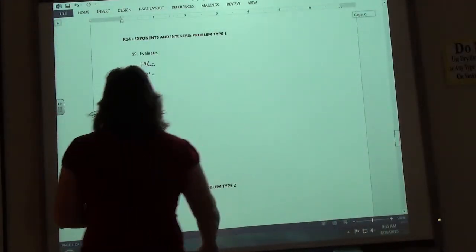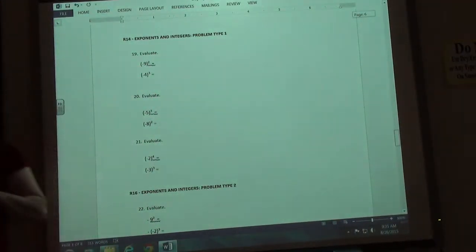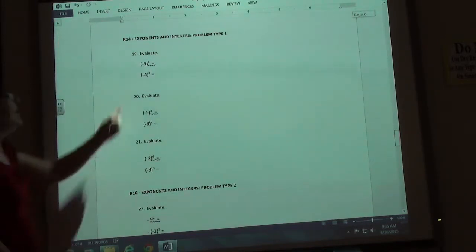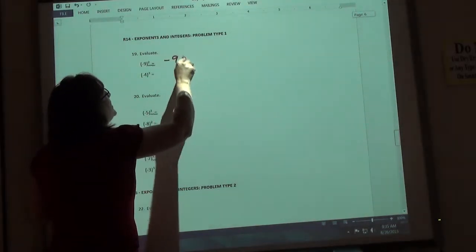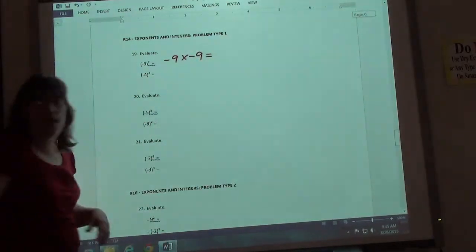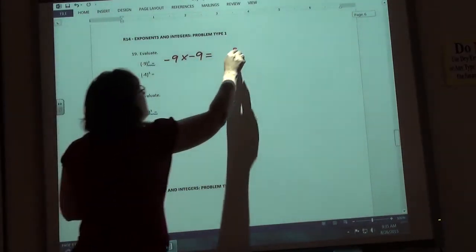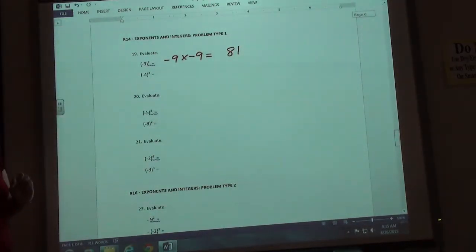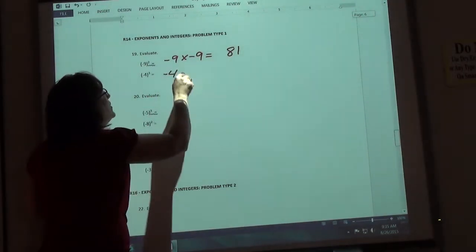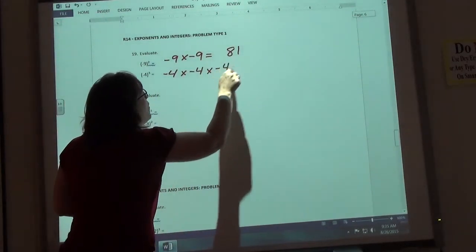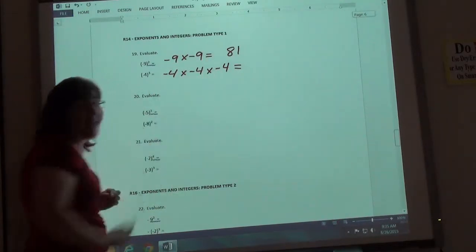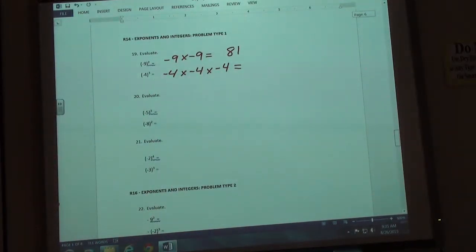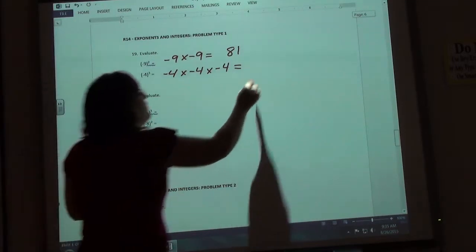Exponents tell us how many times we're going to multiply our number times itself. These first ones are all going to be in parentheses. So if I have negative 9 squared, it means negative 9 times a second negative 9, and we know that a negative times a negative gives us a positive 81. The next one has negative 4 cubed, which means negative 4 times negative 4 times negative 4, where I've got 1, 2, 3 negative signs, so we know our answer is going to be negative 64.